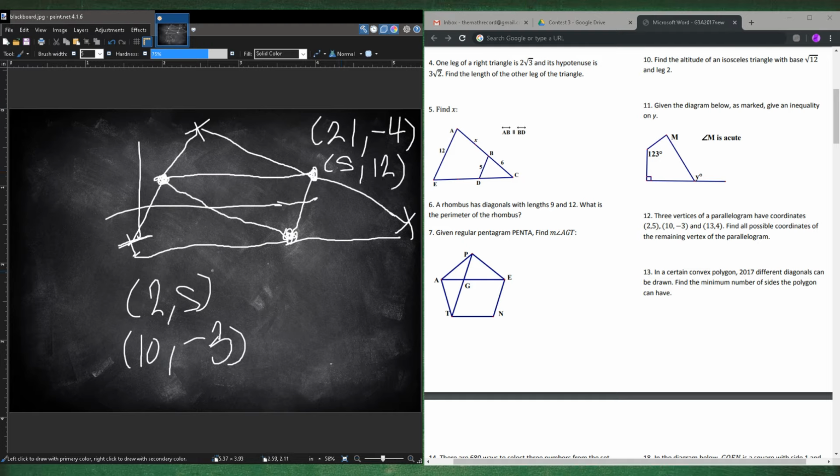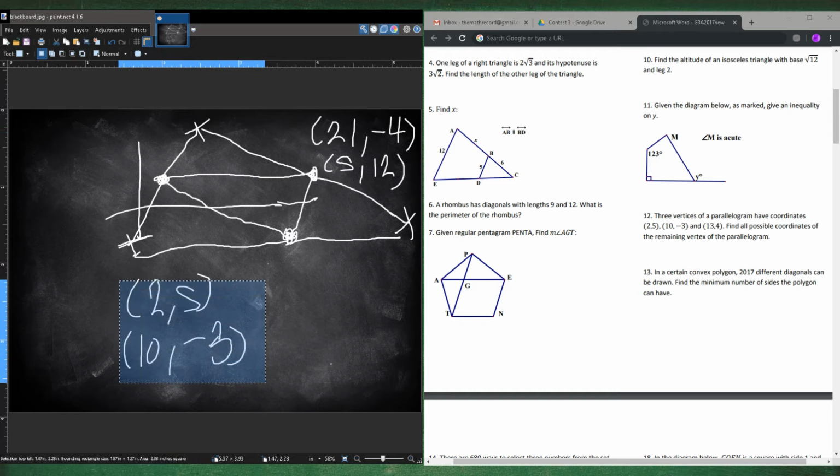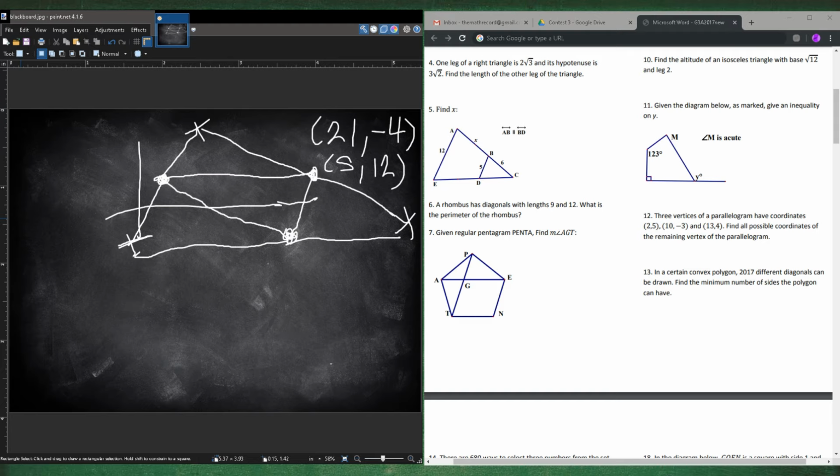And now the third one. So let's cross all this. Okay. So basically, we're now going to use these 2 points. So it's 13, 4 and 10, -3.